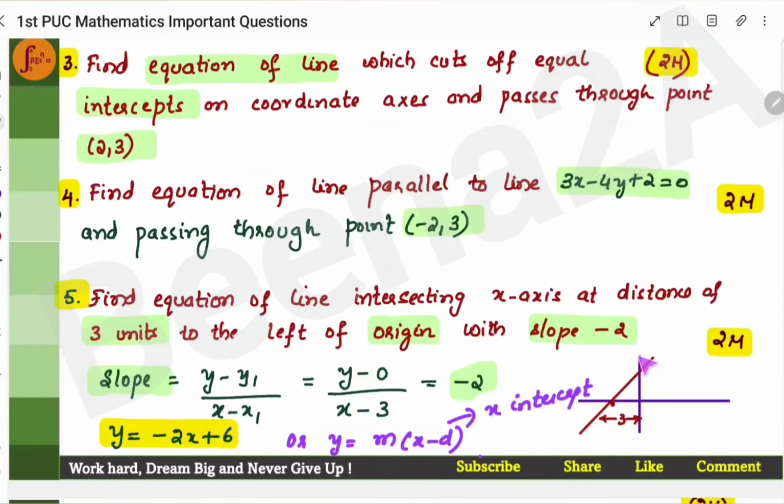So now it is intercepting at a distance of 3 units, right? This entire line is intercepting the x-axis at a distance of 3 units from the origin. That means this is 3, right? If I take this as a point, this will become -3 and y will become 0. It's minus because they said it's left of origin, on the left side. So now instead of x1, y1, I'll put -3, 0 and I'll get the equation. So all these are similar to this. You'll have to use the slope formula and try to get the equation of line.